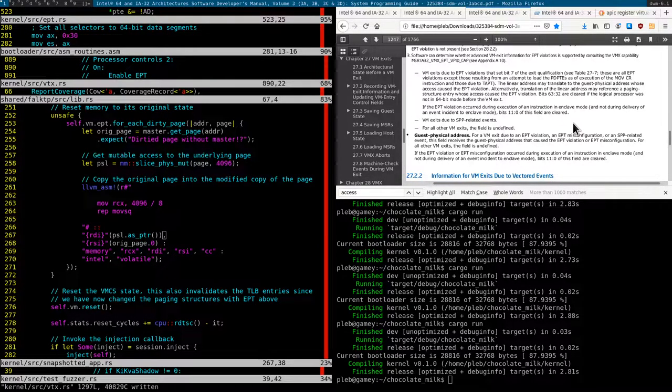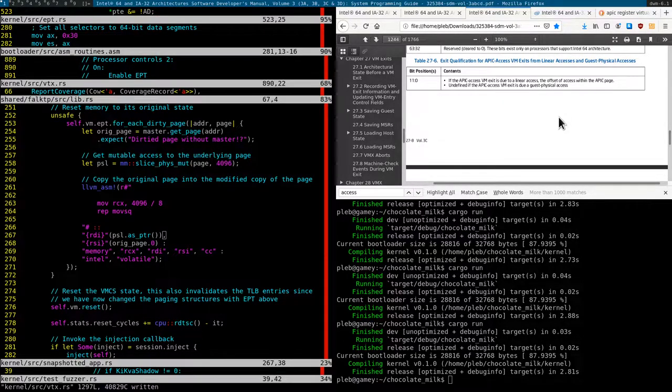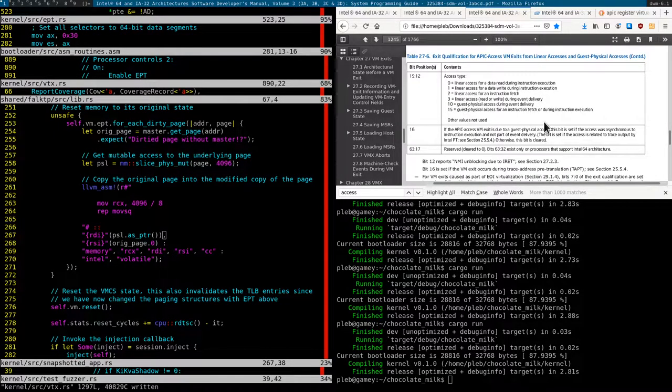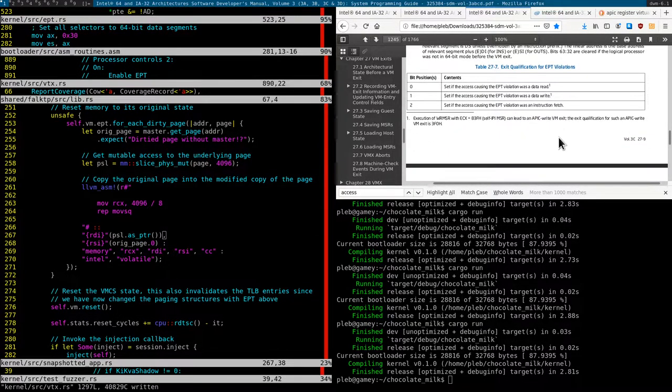You've got the guest physical. It's for IO. Guest physical. Undefined if it's a VM exit due to a guest physical access. Guest physical access. APIC write VM exits. And then one. Self IPI, and so on.